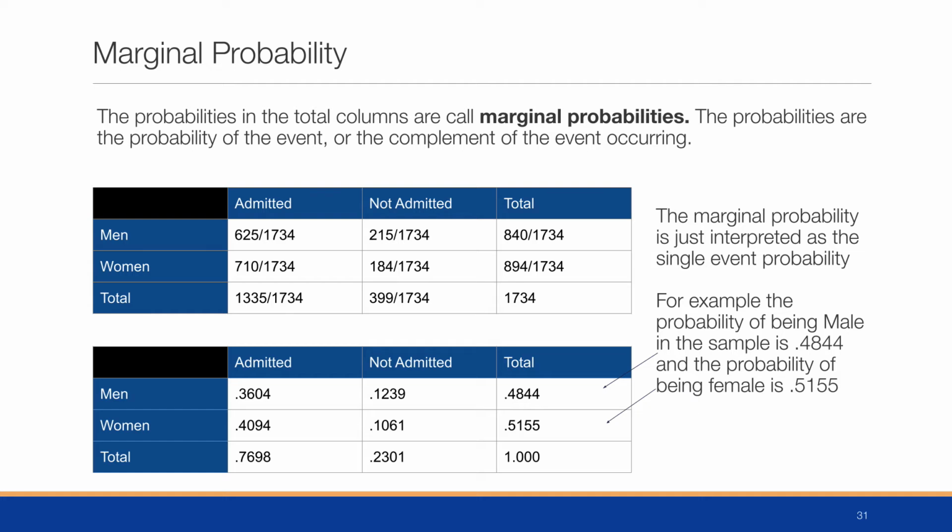The next concept is the marginal probability. The probabilities in the total columns, whether it's horizontal or vertical, are known as the marginal probabilities because they occur in the margins. So the marginal probability is interpreted as the single event probability. So in the case above, the applicants being male is 48%. Applicants being female is 51%.